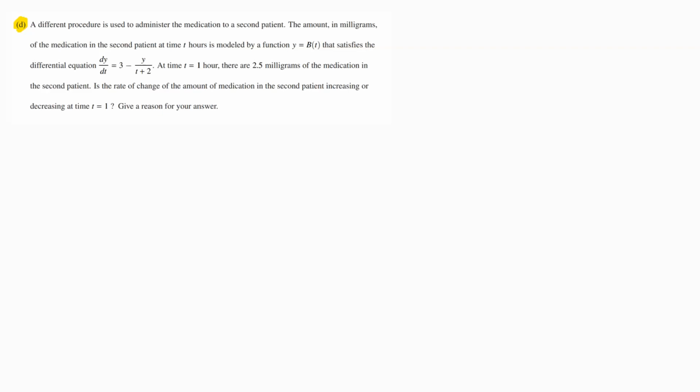We don't need any of the original language from part 6 to do part D here. Part D is kind of its own separate little problem that has really absolutely nothing to do with the first problem. So let's dive into this and decipher what all this is telling us here.